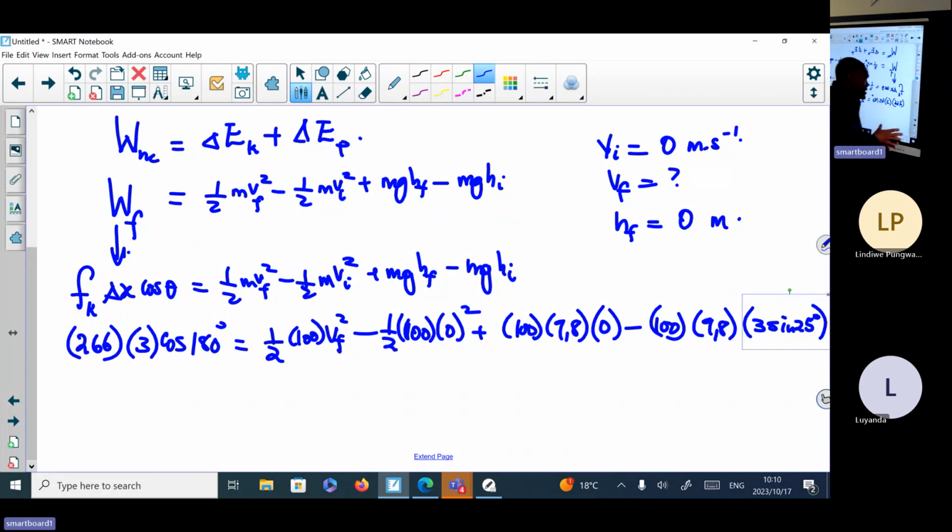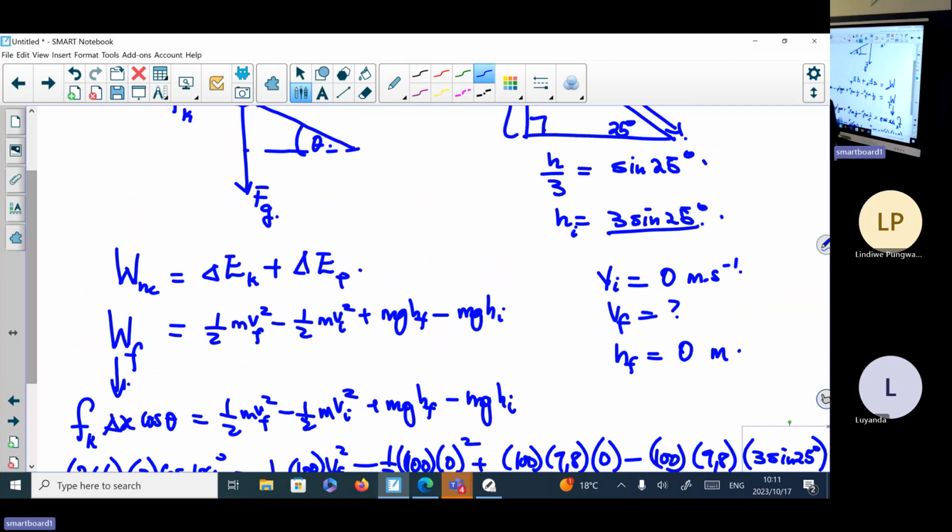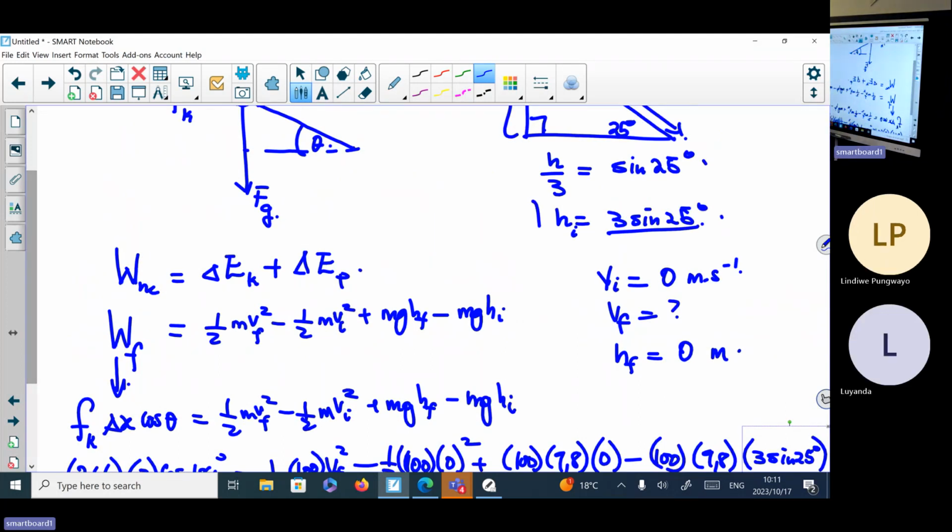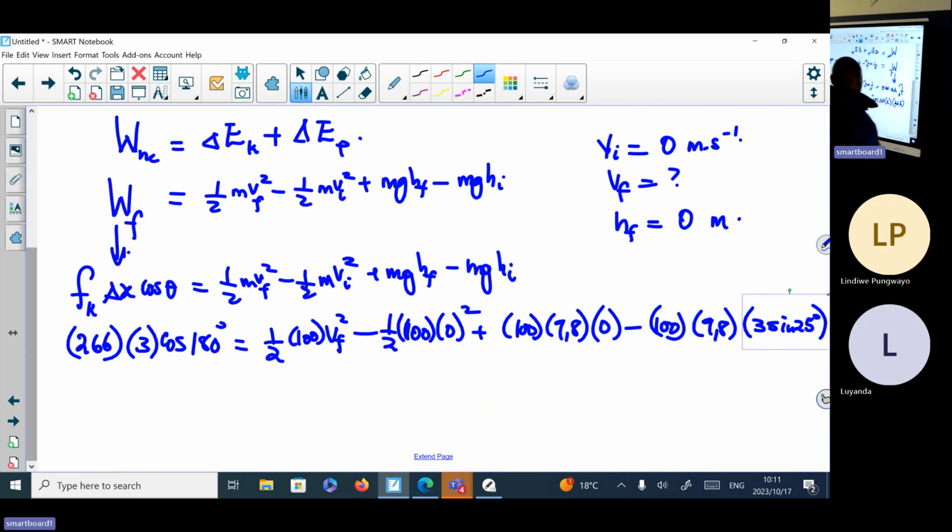So we're trying to avoid the issue of having to round off. That is why we just left this height here as 3 sine 25, because otherwise you're going to write the irrational number, and then that will affect your final answer in turn. The more you round off, the further away you get from the answer.